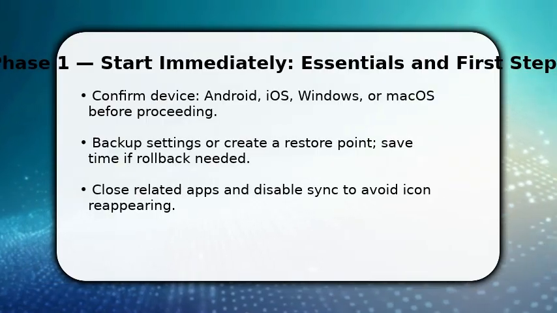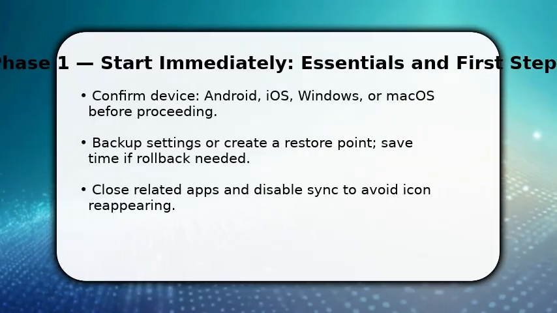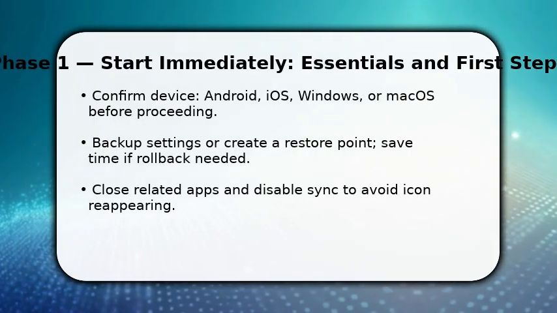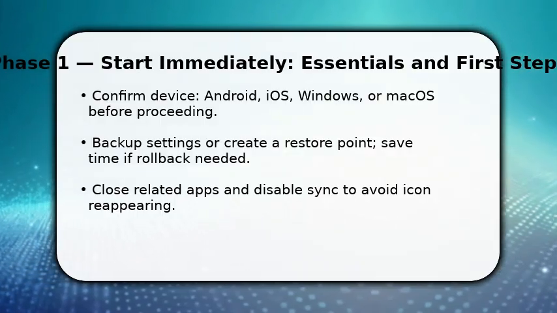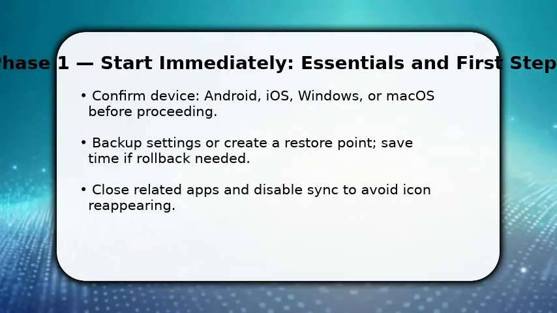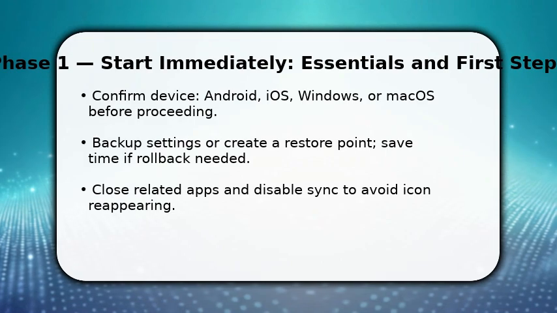Next, stop, sync, and close apps that control notifications because they can re-add the icon while you work. Now open the settings area relevant to your platform and navigate directly to the notifications, widgets, or system tray section so you can remove the clock icon immediately.